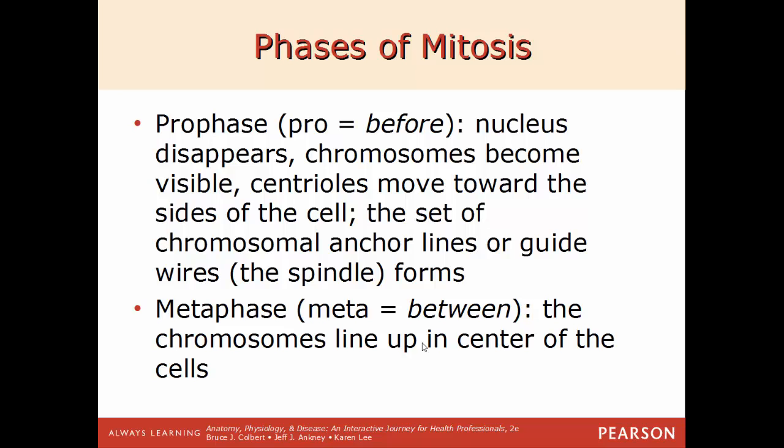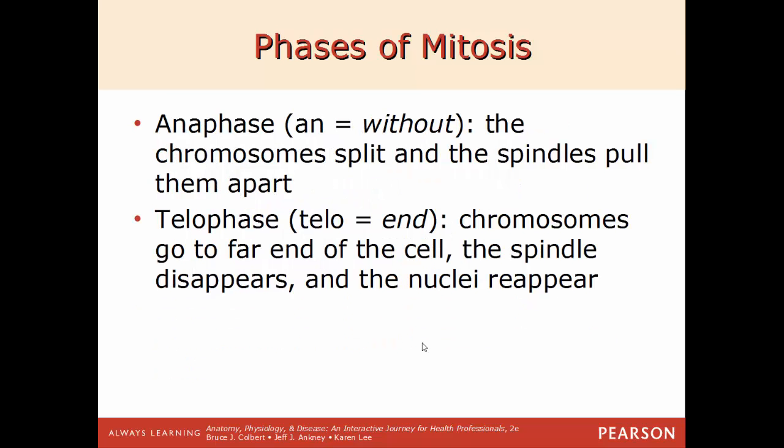Metaphase, meta means between, is where you have chromosomes lining up in the center or the middle of the cell. So M for metaphase, M for middle. It's a good way to keep that straight. Anaphase, an means without. So you have the chromosomes moving apart from one another as these spindles will kind of rip it apart. So A for anaphase, A for apart or away from each other. And then the last phase, telophase. Telo means the end. So you have the chromosomes moving to the far end of the cell, and the spindle fibers will disappear, and the nuclear membranes will start to reform.